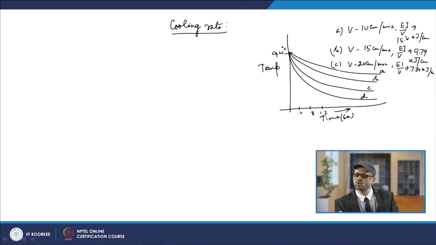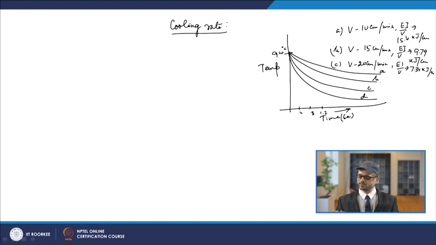So the cooling rate will be less in case of curve A as compared to curve B, and B is less as compared to C. C experiences more cooling rate than B, and B more as compared to A. So that way it can be seen that as you increase this EI upon V value, a decrease of the cooling rate is observed.